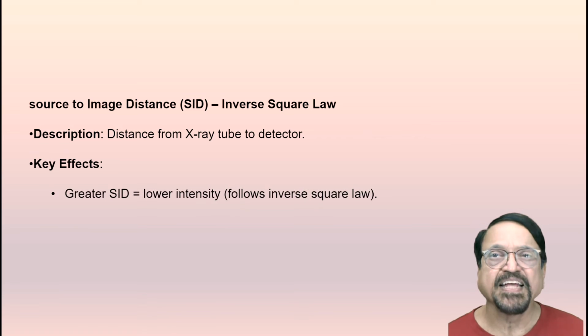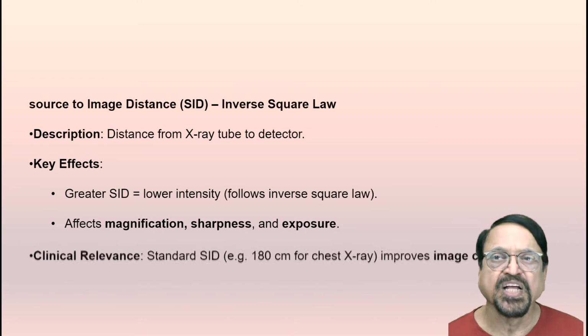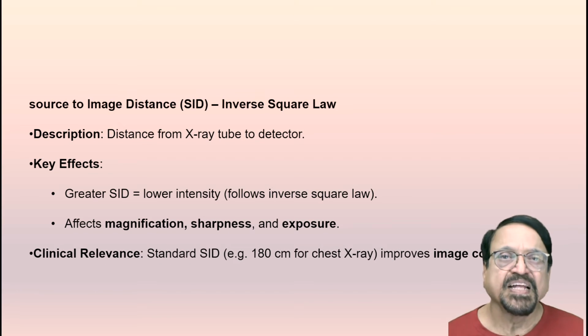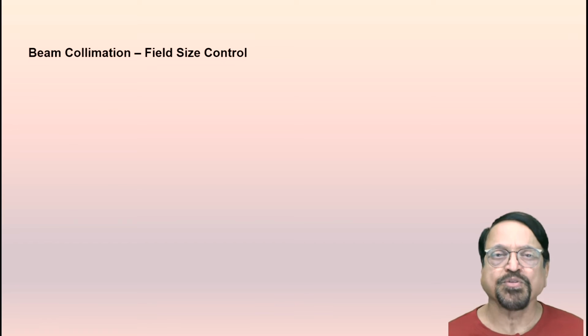Now what is its effect? The greater the source image distance, the lower the intensity, because it follows the inverse square law. It affects magnification, sharpness and exposure. Clinical relevance is for standard distance. For chest it is 180 centimeters, for bucky or table it is 100 centimeters. So you have to follow that, and it has to be consistent, so that the radiologist's eye gets used to the magnification.